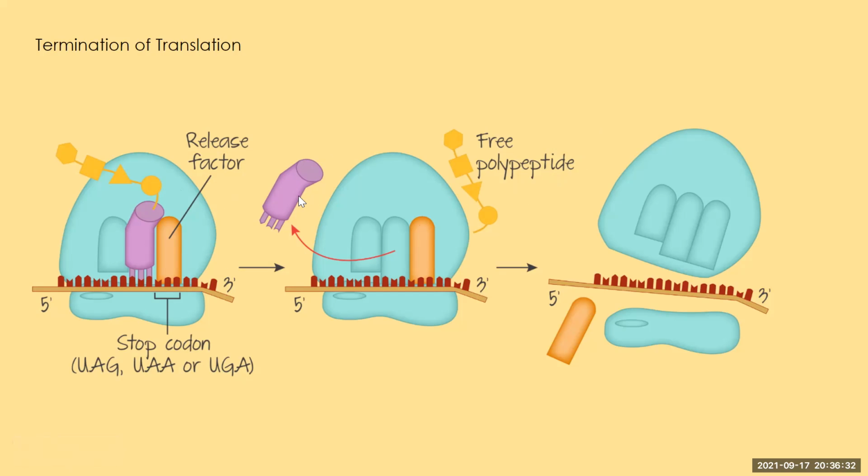The tRNA that had all the amino acids attached to it is also released, and the ribosome is broken up. Right, the large subunit and the small subunit are taken apart. The release factor is released, as well as the mRNA.